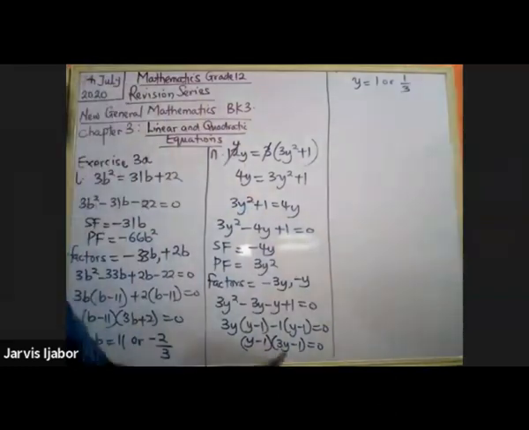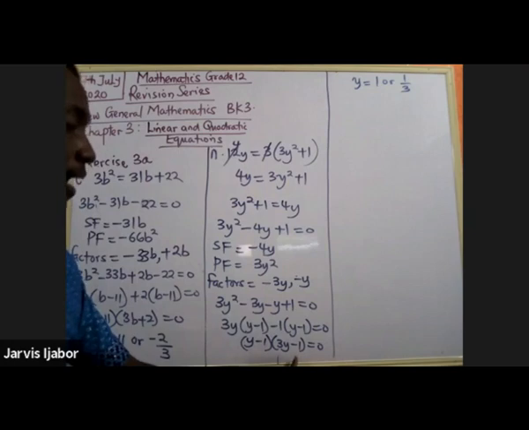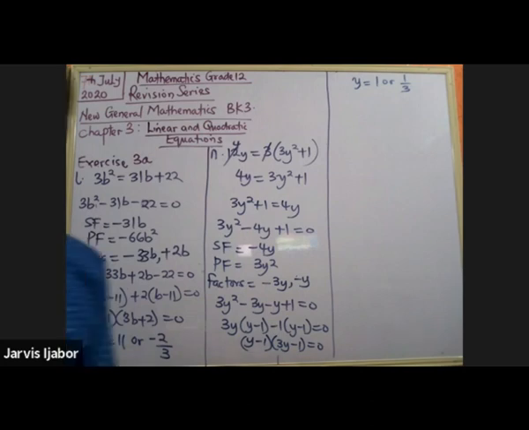Remember, how did I get 1 over 3? This will be 3y equal to 1. And then you divide both sides by 3, and you have y equal to 1 over 3.